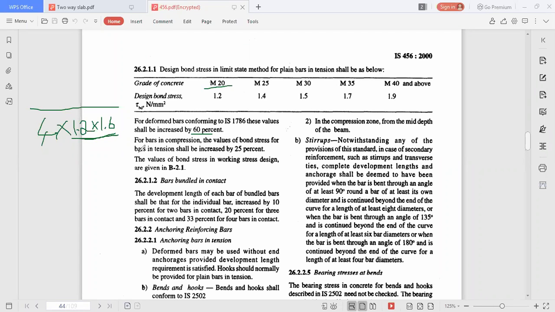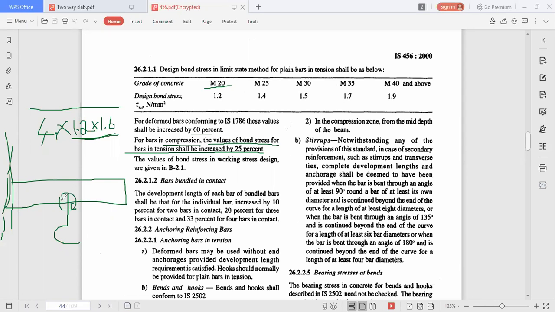Next, ఒకవేళ మనం ప్రొవైడ్ చేసిన హుక్ కంప్రెషన్ జోన్లో ఉందనుకోండి. Okay, for bars in compression the values of bond stress for bars in tension shall be increased by 25%. అంటే for example ఇప్పుడు మనం చేస్తున్న దాంట్లో, yes, let us explain this category. There is a cantilever slab. ఇది cantilever slab అండి. నేను క్యాంటిలివర్ స్లాబ్ బాల్కనీలో ఒక ఫ్యాన్ హ్యాంగ్ చేసుకోవడం కోసం ఒక హుక్ పెట్టాను. Okay, ఈ హుక్ మనం బాటంలోనే కదా పెడతాం. A cantilever slab will be subjected to compressive stresses at the bottom, not tension.